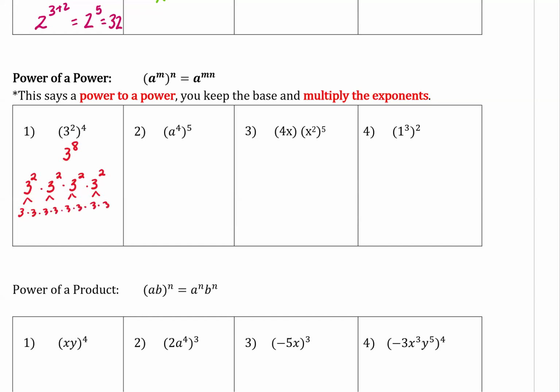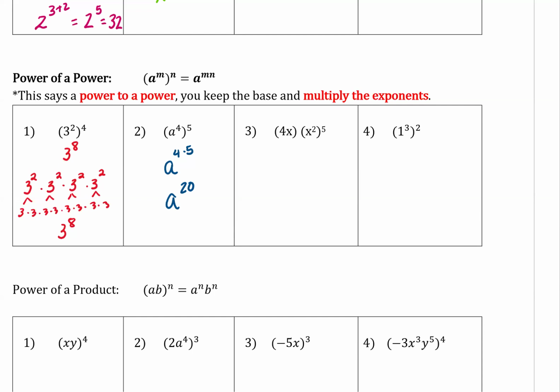And then you can count up how many factors of 3 you have. And you have 8. I would encourage you to practice the exponent rules because they're going to come in super handy. All right, number 2, a to the 4th raised to the 5th power. We have a power to a power. We'll keep the base and we'll multiply 4 times 5, and that'll give us a to the 20th.